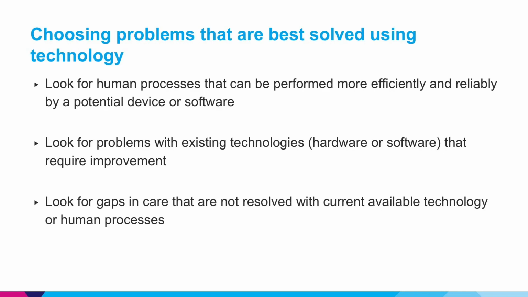Of course, when doing a health hackathon, there is a bias towards selecting problems that are appropriate for a technology solution. Keep an eye out for processes that can be performed more efficiently and reliably by a potential device or software. Look for problems with existing technologies, hardware or software that require improvement. And also look for gaps in care that are not resolved with current available technology or human processes.